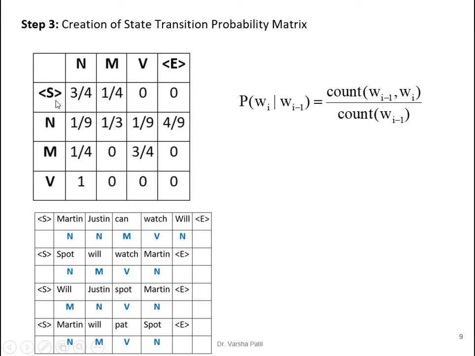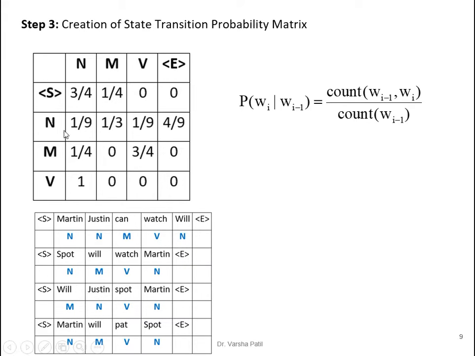Now we check how many times m appears after the start of the statement. After the start of the statement it appears only 1 time, divided by how many times s is there? s is 4 times, so 1 by 4. How many times is v there after the start of the statement? No, that's why it is 0 by 4. And for the end, because there is a word, start and end will not match.